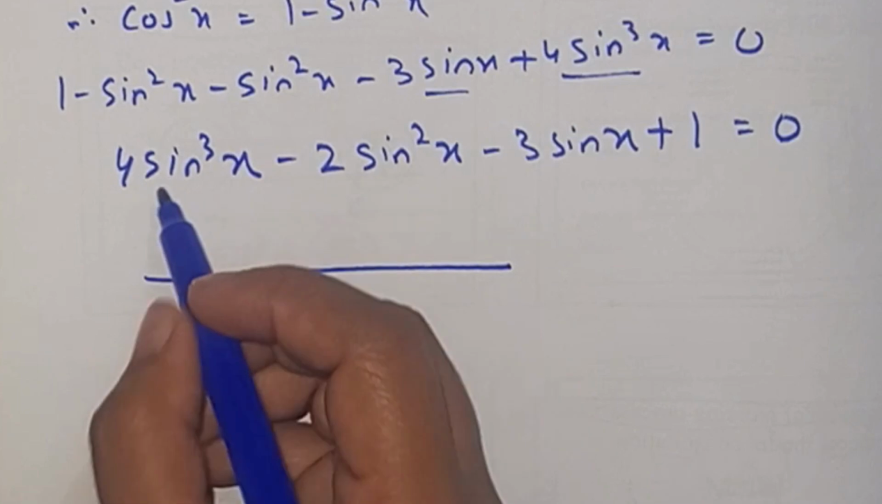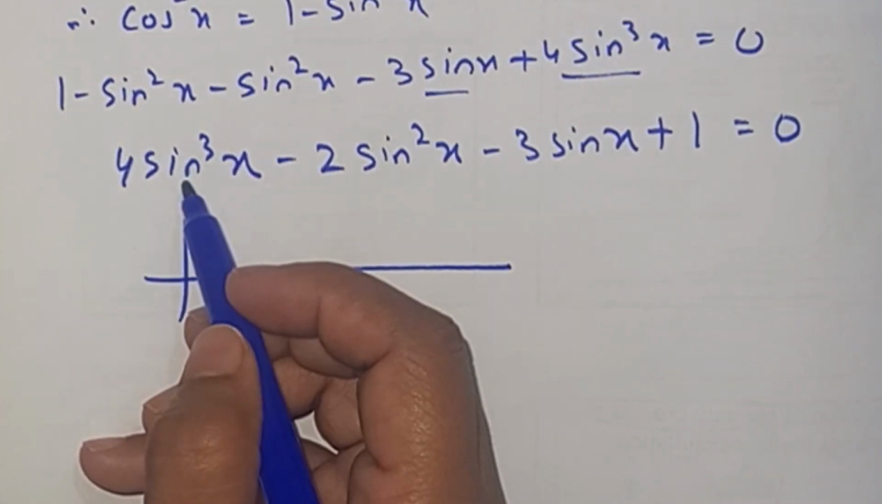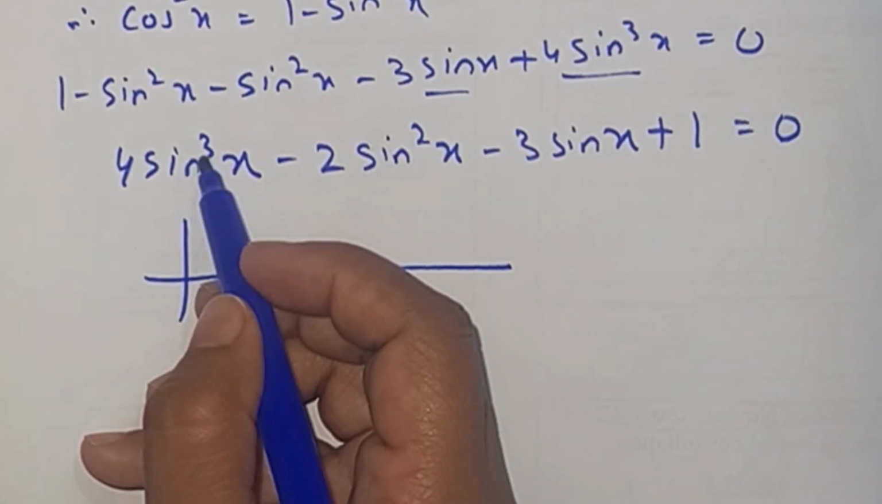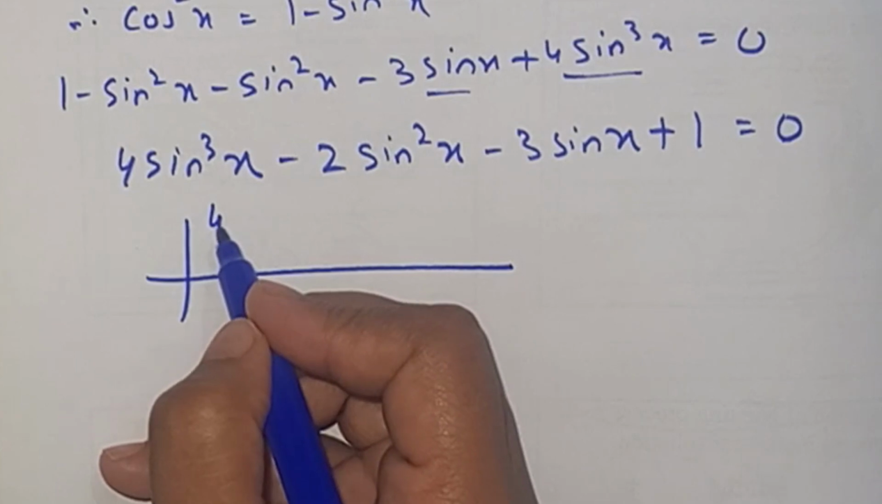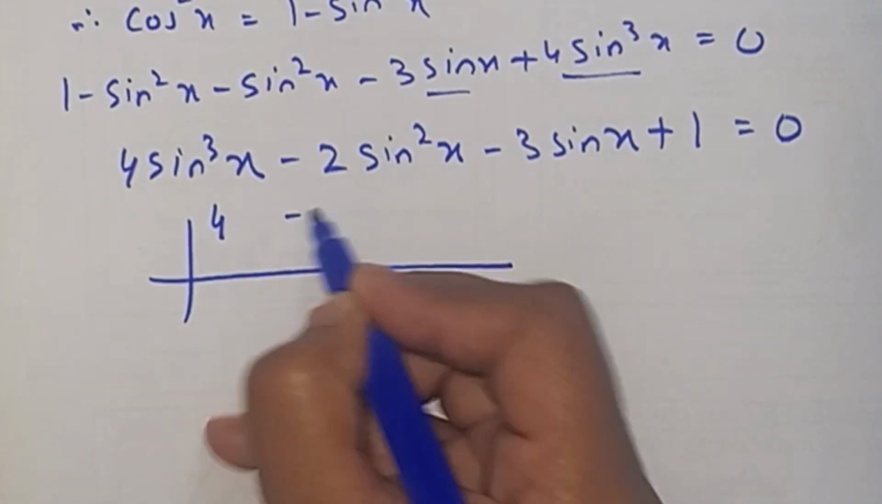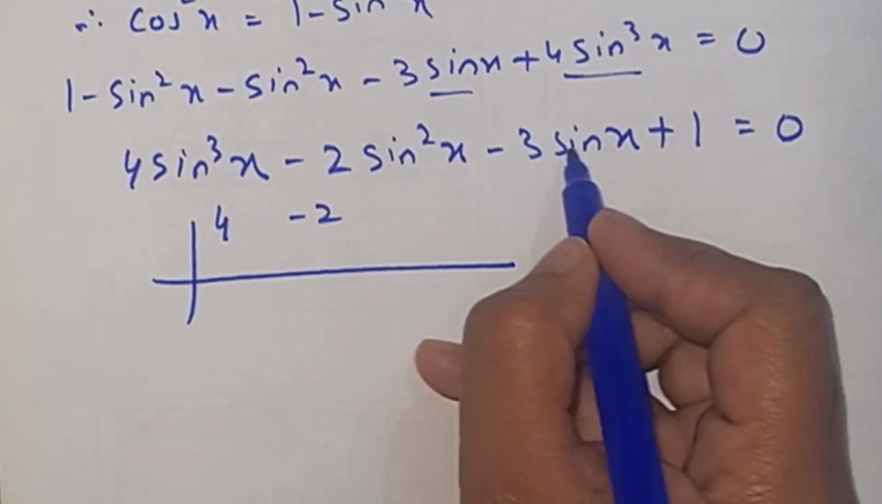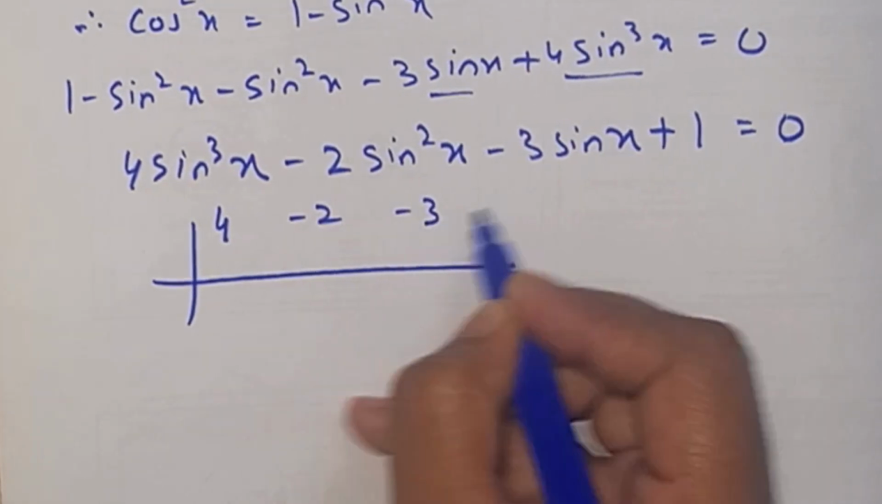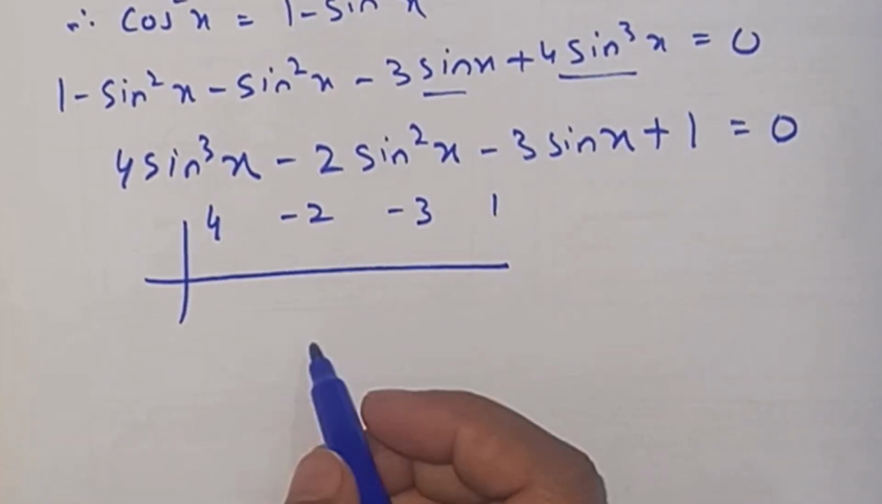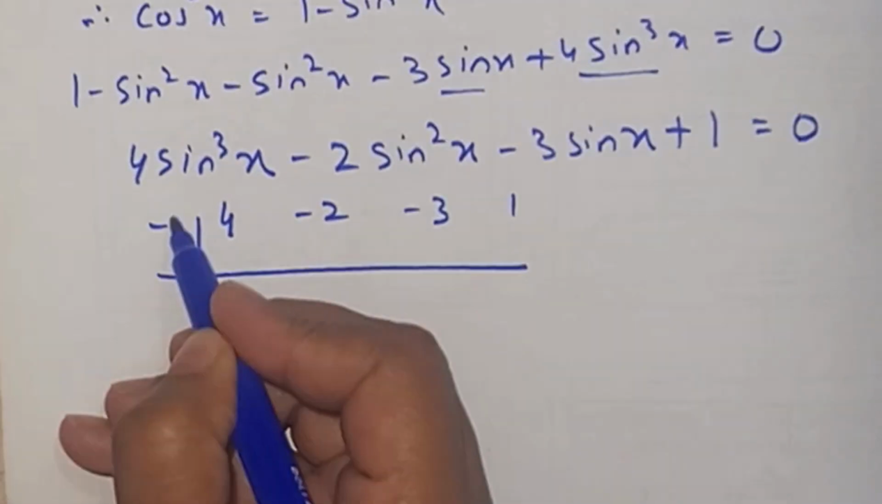Look at this. The coefficient of sine cube x is 4, so we write 4. The coefficient of sine square x is minus 2, so we write minus 2. After that, sine x has minus 3, and the constant is 1. So here we take a factor minus 1.